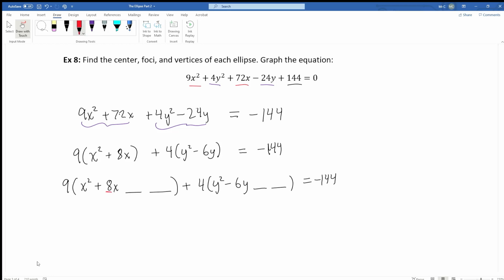Okay, so for my polynomial involving x squared, b is 8. So we want to add and subtract (b over 2) squared. So that's plus (8 over 2) squared and minus (8 over 2) squared. Right, because what we're really doing here, remember, is we're just adding 0. Similarly, for our polynomial involving y, we're going to add (6 over 2) squared and subtract (6 over 2) squared.